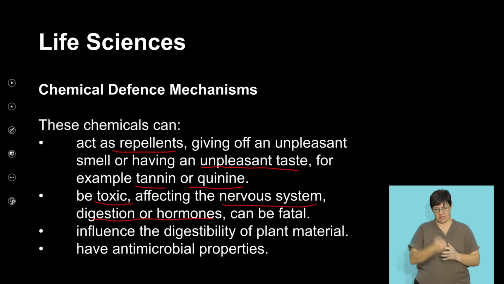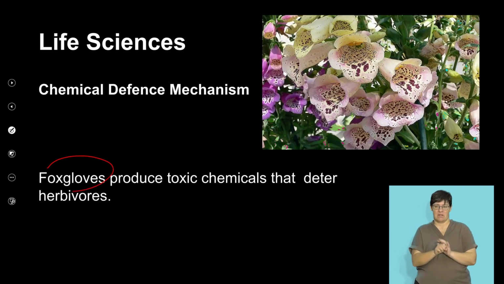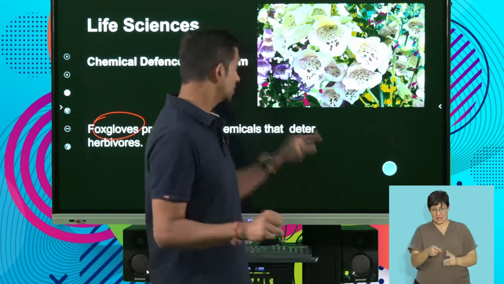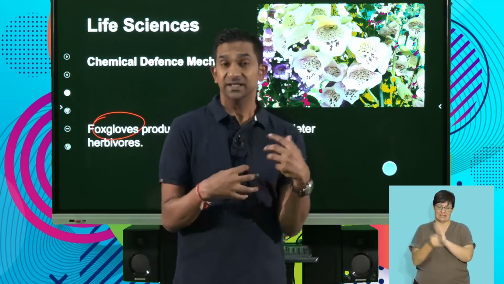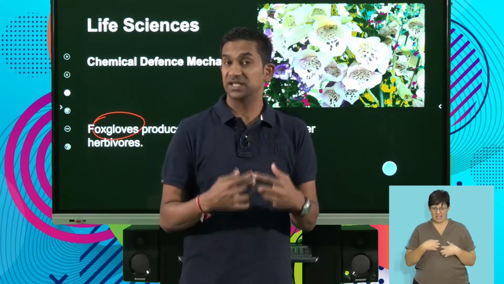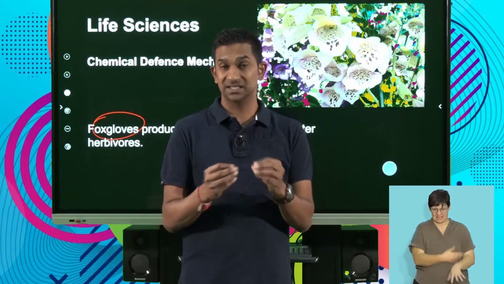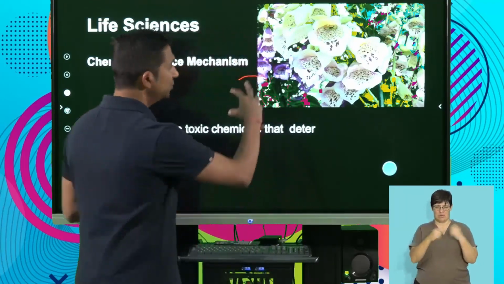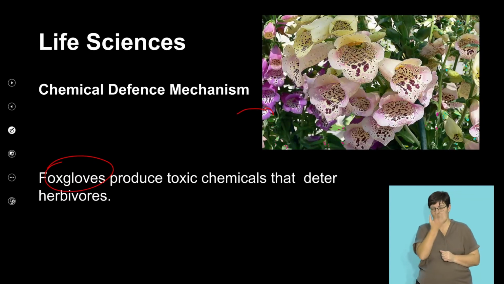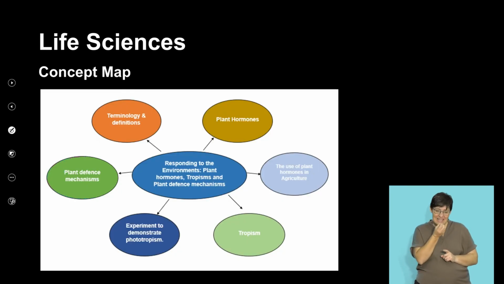So here's an example of the foxglove plant. It produces a toxic chemical which causes the breakdown of red blood cells in certain herbivores. So herbivores that would consume this would start experiencing a toxic response in their blood vessels, causing their cells to break down. So again, beautiful flowers, very enticing, but very toxic to certain herbivores.